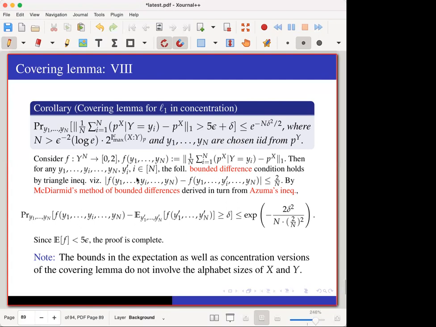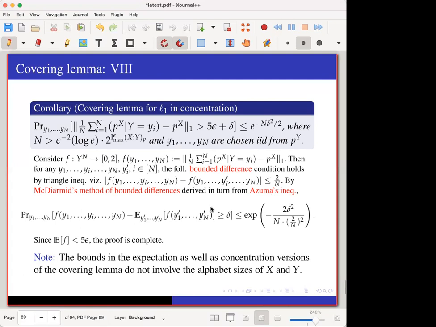Here is where the word bounded difference makes sense. Let us say I pick any n-tuple y1, y2, y3, up to yn, and I change the ith sample yi to yi prime. yi is something from the alphabet y. So fix an i from 1 to n and change the ith sample. The bounded difference condition says that the difference in function values, where everything is the same except yi has been changed to yi prime, is less than some bound 2 by n. Whatever yi and yi prime are, this absolute value is upper bounded by this quantity, 2 by n. This is very easy to prove, just by the triangle inequality.